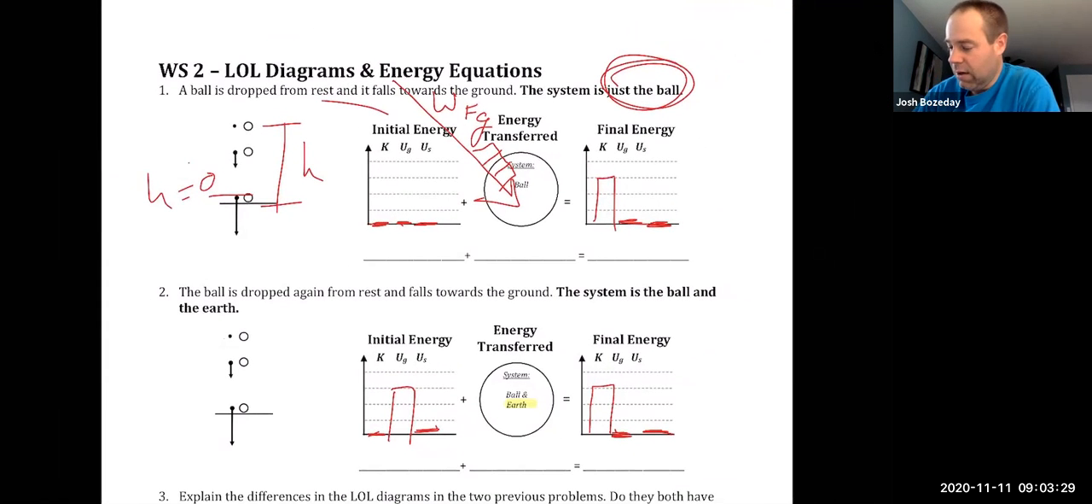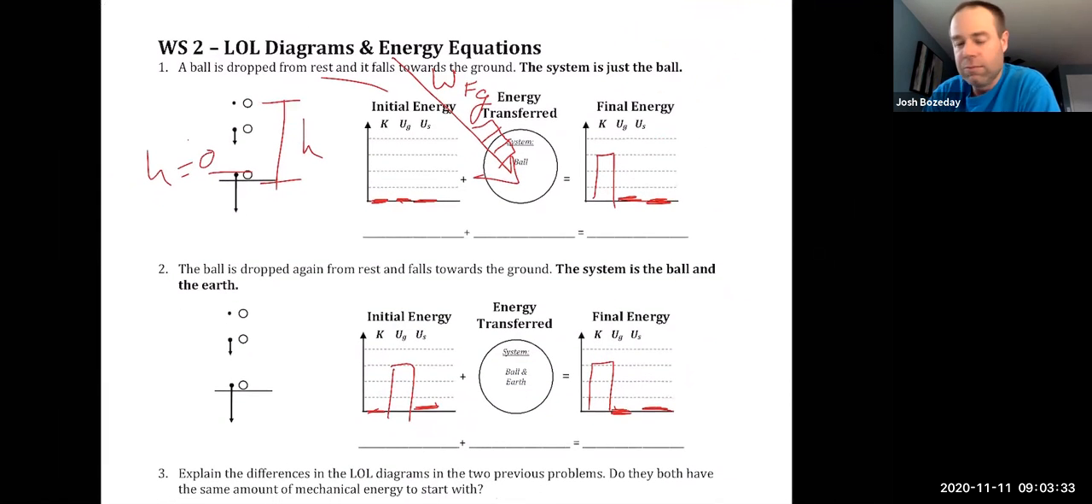All right. Any questions, guys? I have a question. Yeah. Shouldn't the UG not be 0 because it's still moving and it's above the ground but not on the ground?